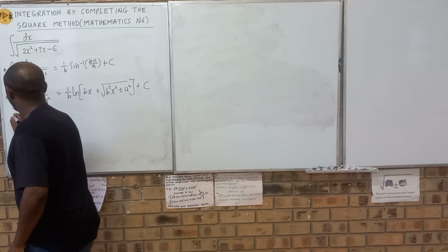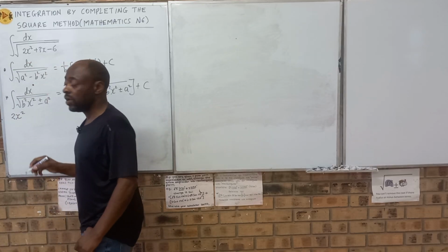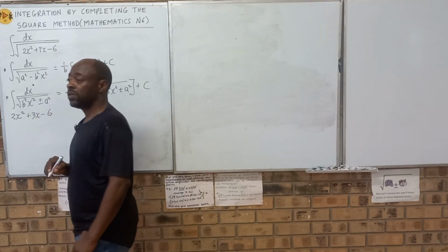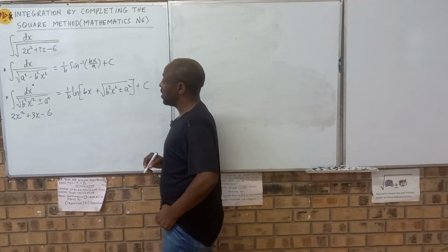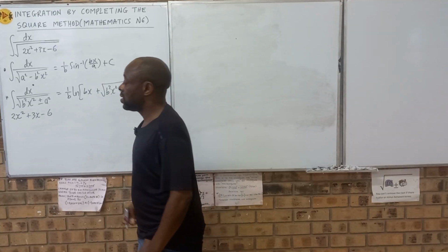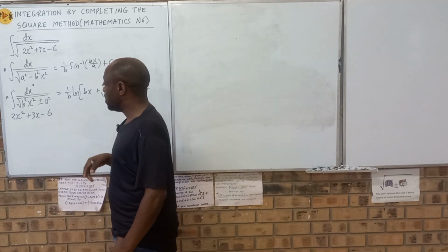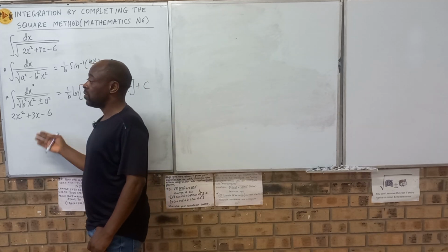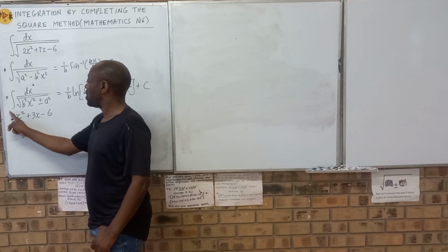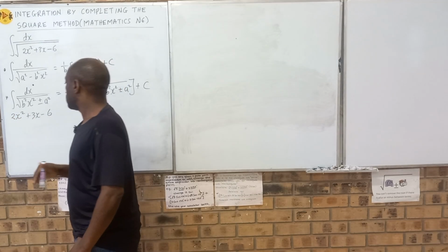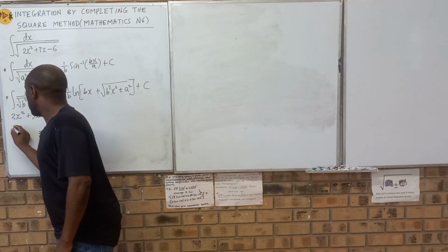So I'm taking my time to copy down the quadratic in order: 2x squared plus 3x minus 6. So the quadratic is already arranged in order. Since this is not an equation, you can see it's not equated to anything like 0 or 1, it means my first step is to take out the coefficient of x squared, which happens to be 2, as a common factor from everything. So this is how I'll do it.